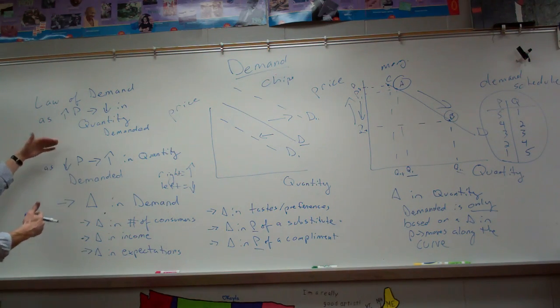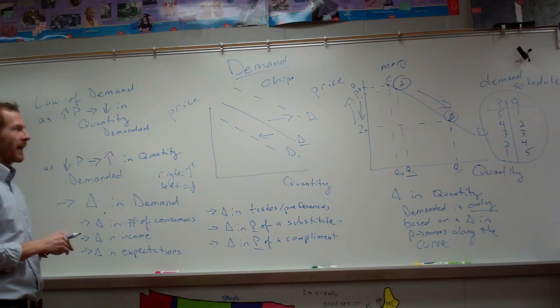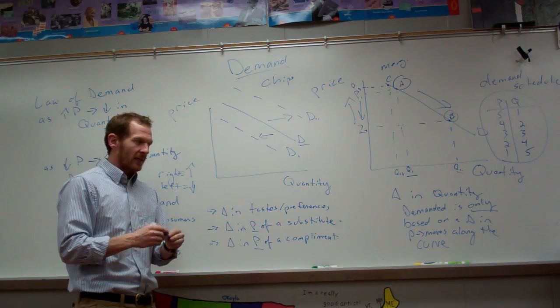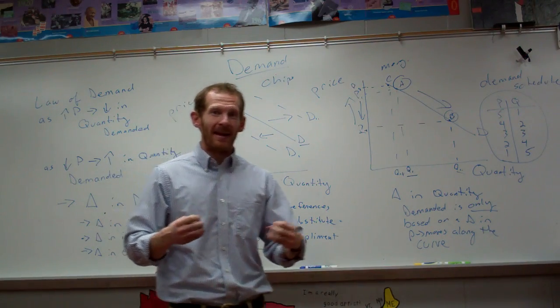And remember, this is all based on our law of demand. Law of demand: as the price goes up, the quantity demanded goes down. As the price goes down, there's an increase in quantity demanded, which you can see on these curves. Okay, so this should be a baseline for our idea of what demand is.